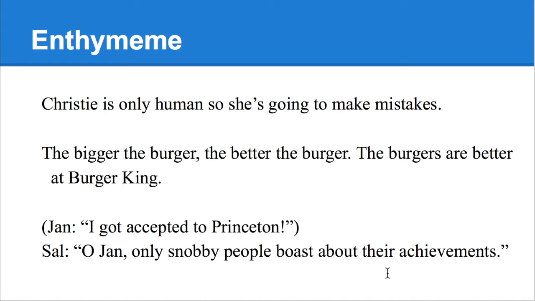So what's missing here? Only snobby people boast about their achievements. We have a person who just did that. Her name is Jan, let's say. She just got accepted to Princeton. And then Sal says, only snobby people boast about their achievements. What is he saying? What is he implying? What is he assuming? There's two missing parts here.